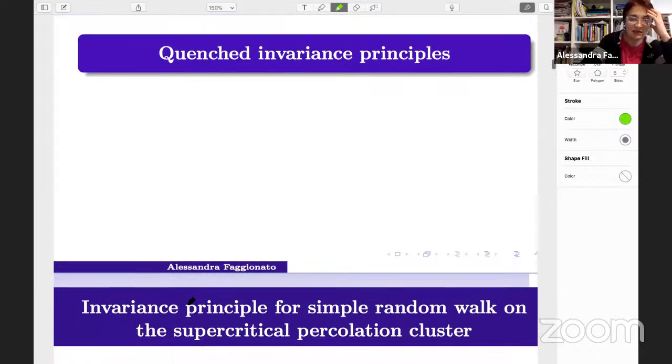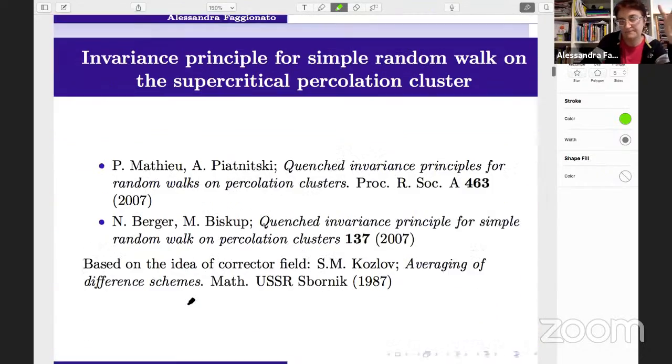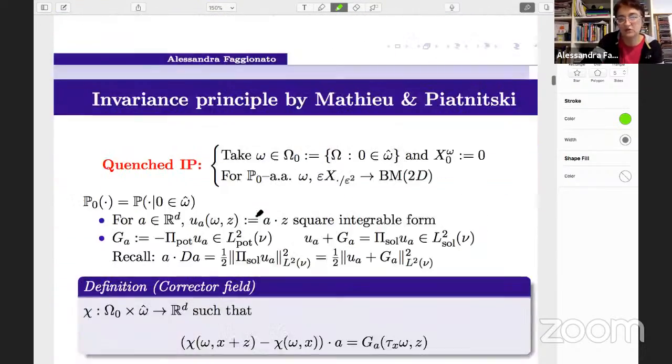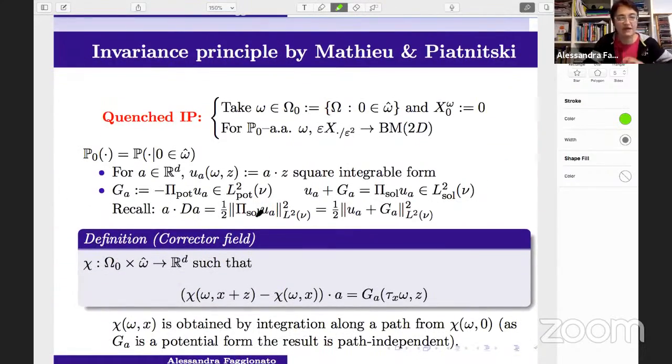So they applied this two-scale convergence in particular to my first example in the previous talk, the simple random walk on the supercritical percolation cluster. The same result, a quenched invariance principle, was obtained also by Berger and Biskup by other methods, almost at the same time. And in both cases, a fundamental idea is the idea of the corrector field, which goes back to Kozlov's law. Okay, let us first state the quenched invariance principle.